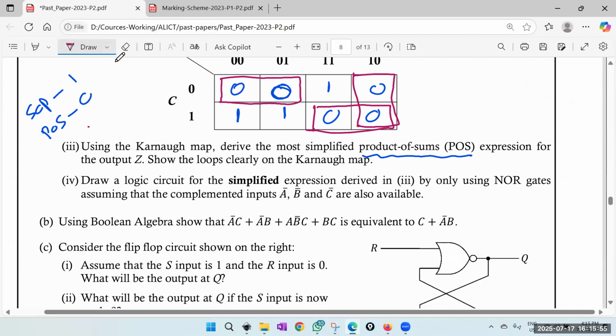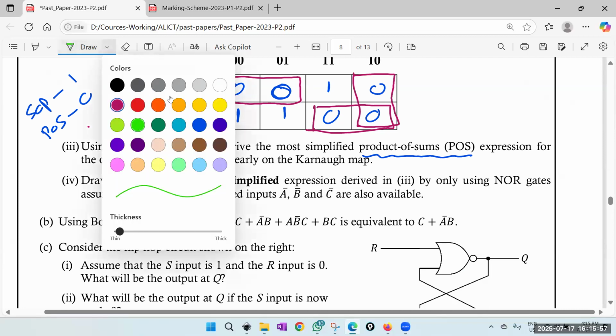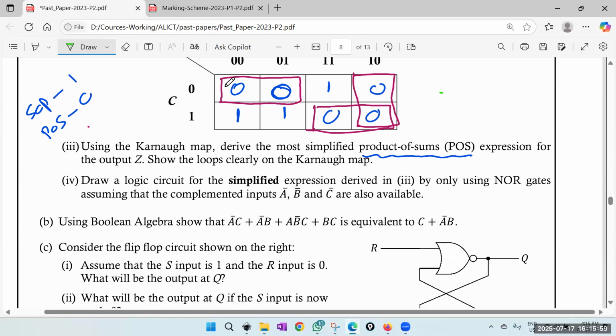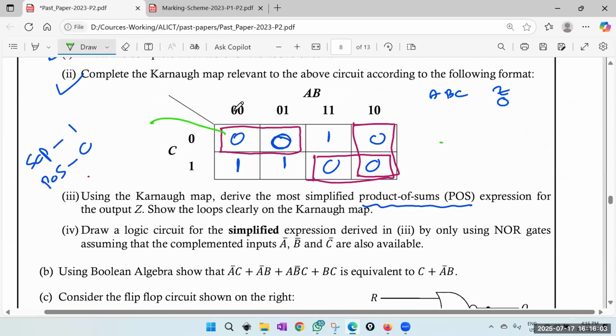So let's get the expression now. So we'll take this one. So this is basically ABC 0, 0, 0.